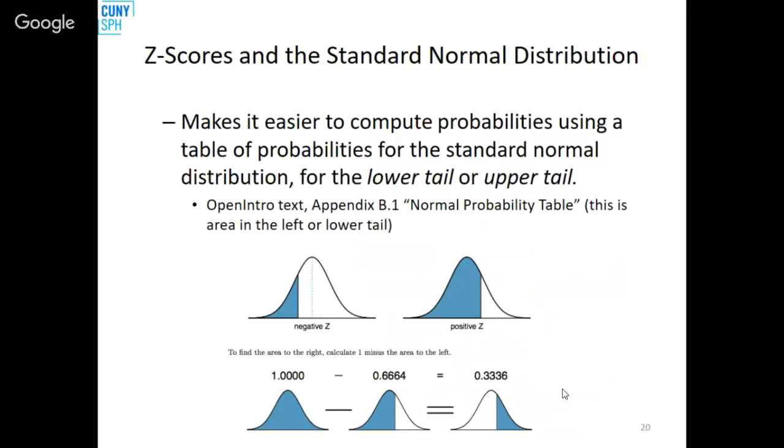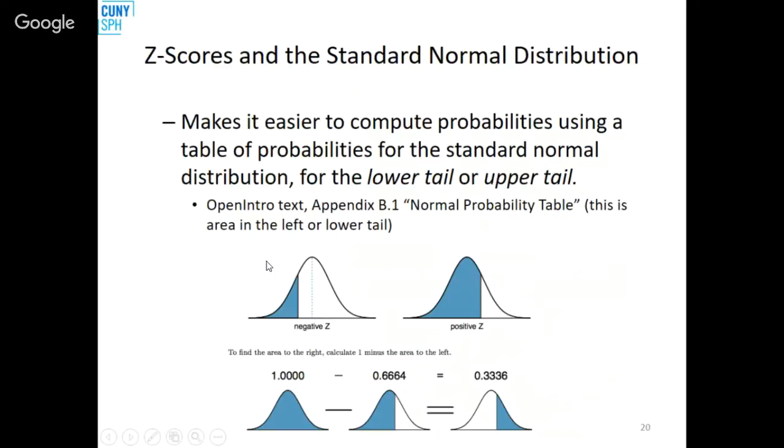Why do we care about a standard normal distribution? It's really a convenience. It makes it easier to compute probabilities, and you can do it with a table of probabilities. And it's something that you can also sort of do calculations on the normal distribution in your head, thinking of variability in terms of numbers of standard deviations from the mean.